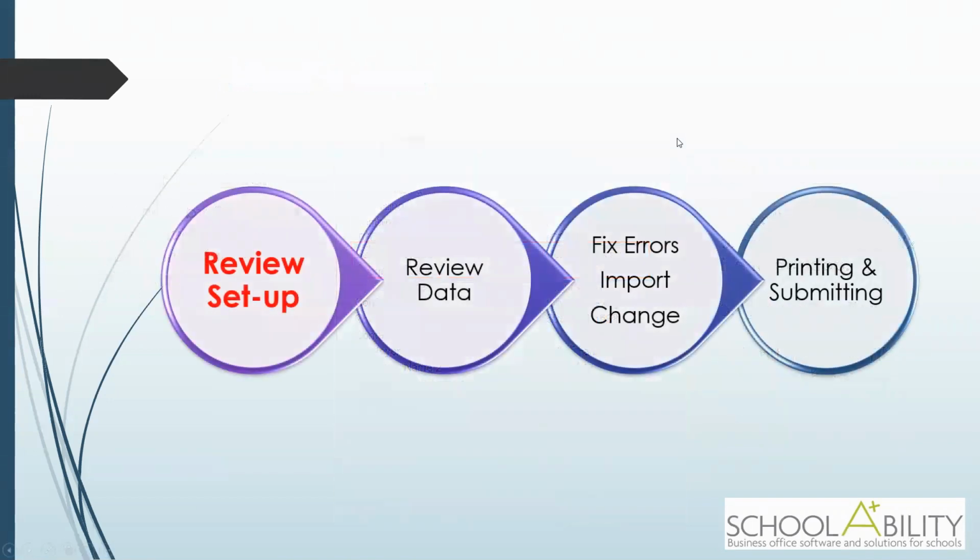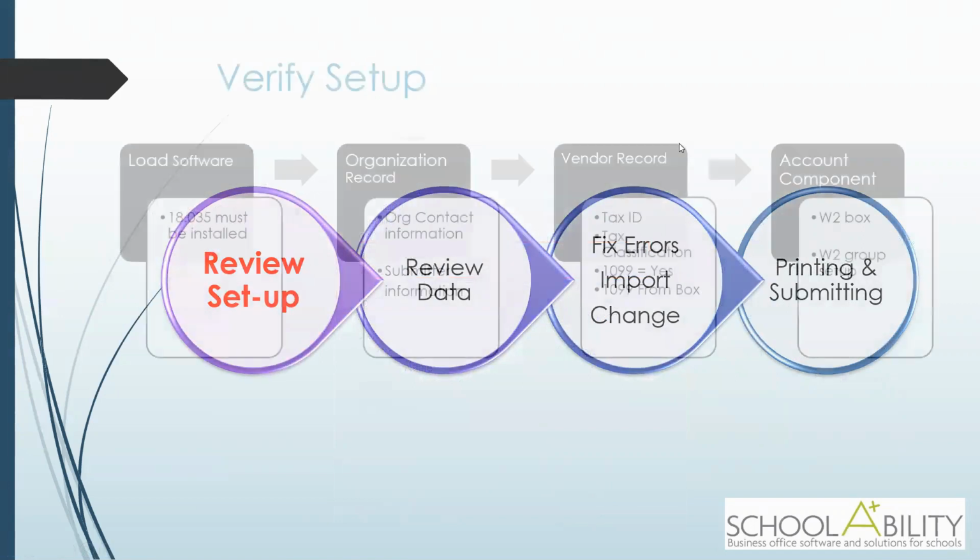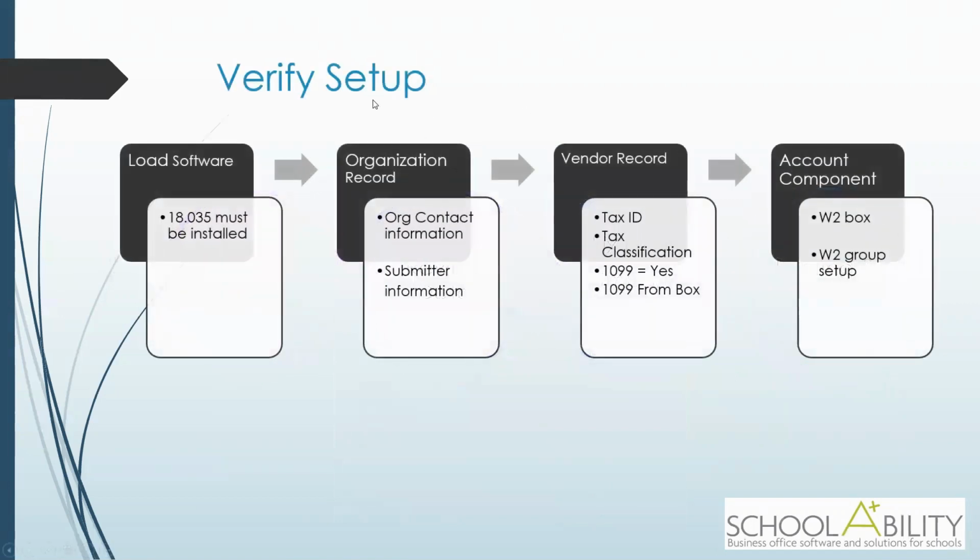Okay, so review setup. Some of the things that users are going to want to do initially is they want to make sure that the most updated version of the software is installed. We're going to want to look at the organization record to make sure the contact information is updated and correct. We're going to want to review the vendor records and the account component records.